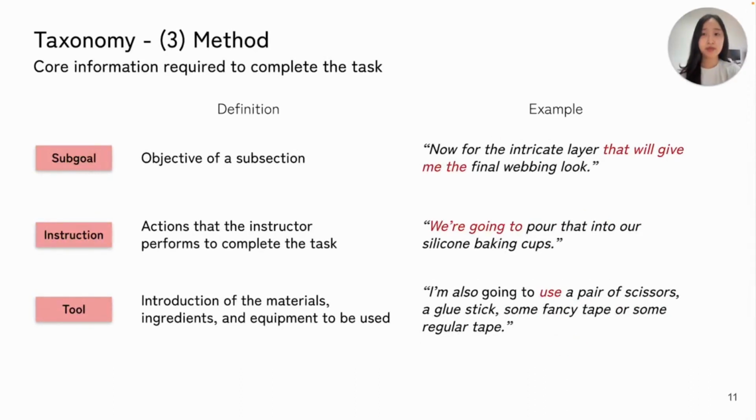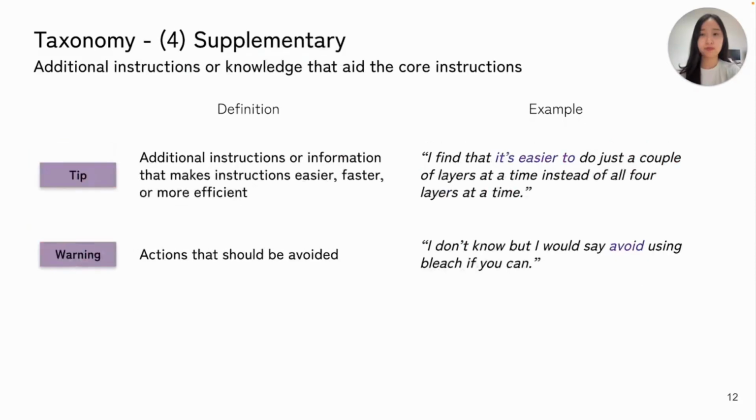Next, method provides the core information required to complete the task. Subgoal outlines the objective of a subsection of the video without detailing specific directions. Instruction is the action that directly informs the user what they must do. Finally, tool introduces or shows the materials, ingredients, and equipment used during the task.